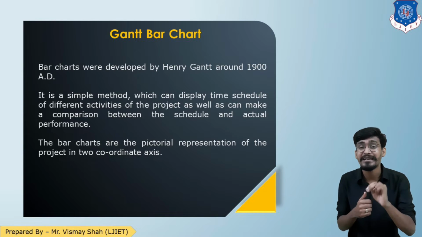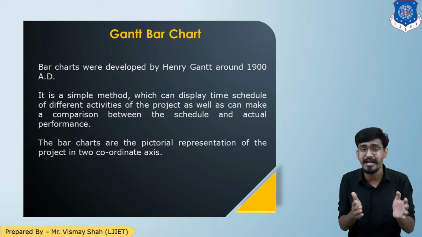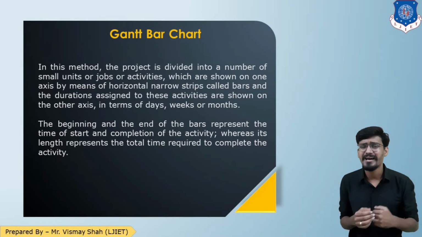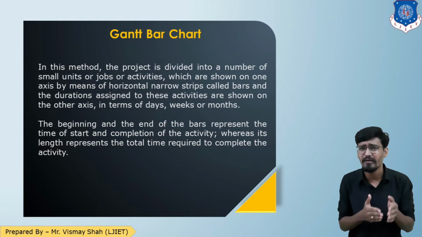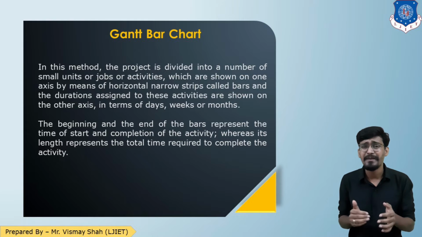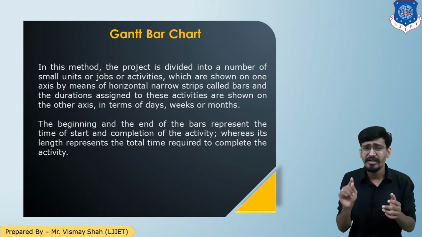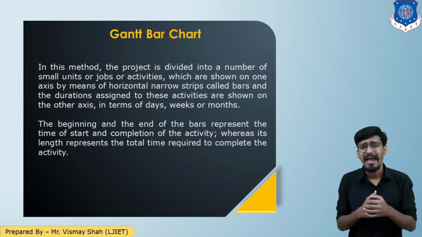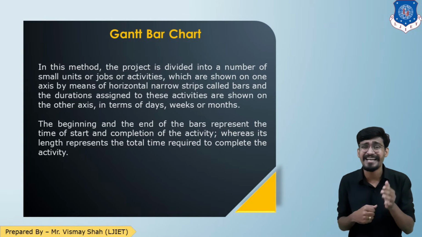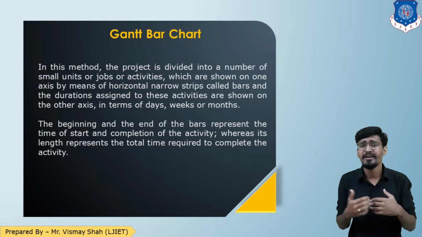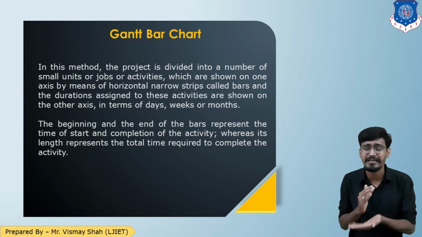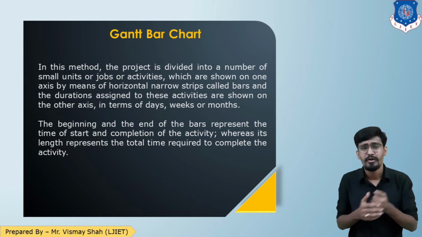Yes, two coordinate axes, the x axis and the y axis. So the bar chart is a simple pictorial representation of the project activities. Moving forward, in this method the project is divided into a number of tasks, jobs or activities, which are represented on one axis by horizontal strips, which we call bars. And on the other axis, we display the time duration for that activity in days, weeks, months, years, whatever it is. So there is one axis carrying the activities, and one axis carrying the time duration.